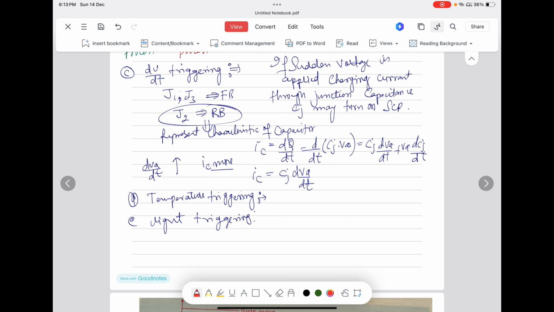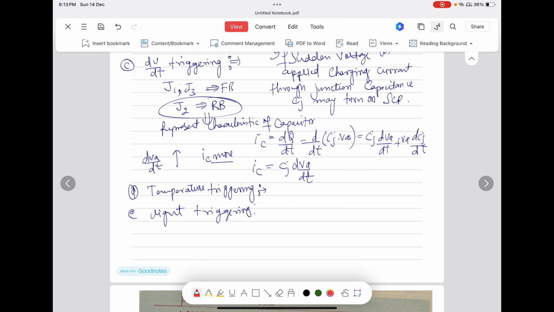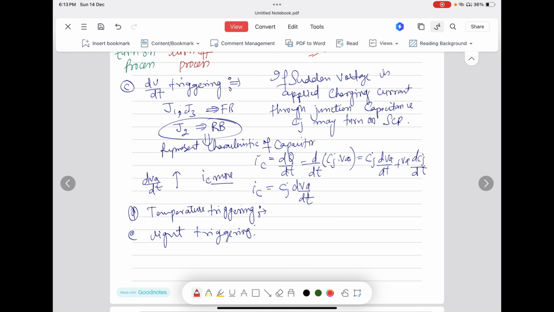Also, we have dV by dt triggering. In this, as already discussed in the diagram, junctions J3 and J1 are forward biased and junction J2 is reverse biased, so this is creating the problem. If a sudden voltage is applied, the charging current through the junction capacitance Cj can turn on the SCR. That means ic equals dq by dt. When we differentiate it, we get i equals C dv by dt. By increasing the rate of change of voltage, the ic increases and causes the breakdown of charges in junction J2, and the thyristor starts conducting.